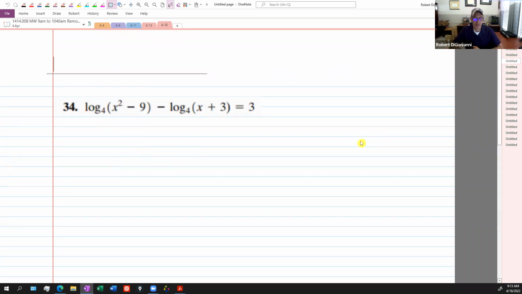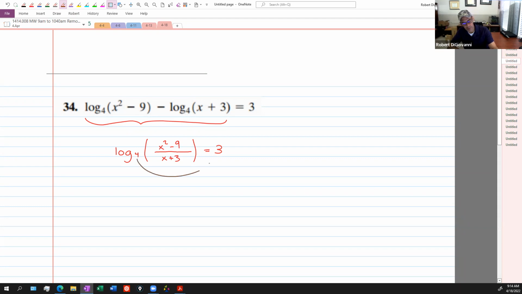Same sort of thing here. Looks like we've got 2 logs on the left equals 3. Let's condense those down. Okay, so if we condense those, this becomes log base 4. We're using that same property, that subtraction becomes division. 2 logs become 1. The x squared minus 9 goes on top, the x plus 3 goes on the bottom, and then equals 3.